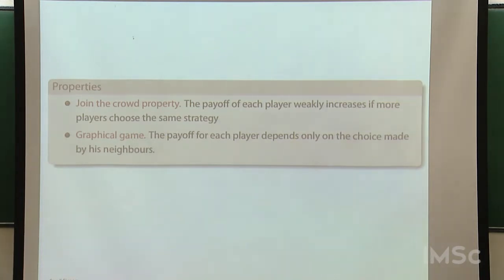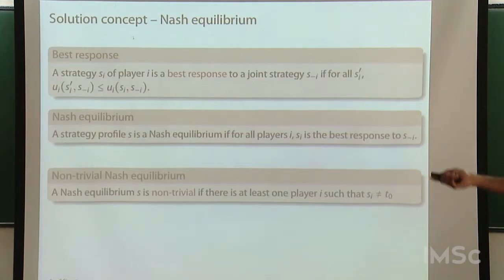Now, the first question. These things we defined yesterday. What is a Nash equilibrium? It's a profile where no one wants to deviate. This is the same definition that we had yesterday.